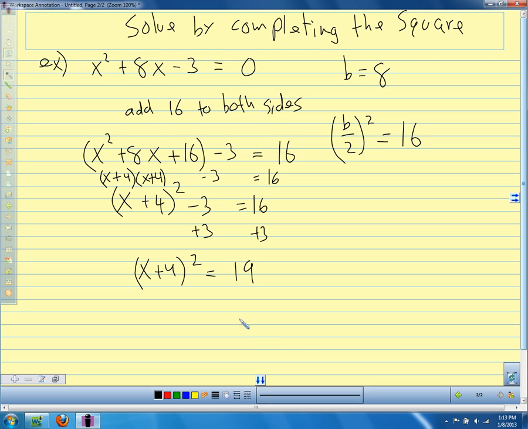My last step was to use square roots to finish. So I take the square root of both sides, and the square root undoes the square. I get x + 4 equals, and when I take the square root, what do I have to be careful of here? Plus or minus. I always get a plus or minus. x + 4 = ±√19.